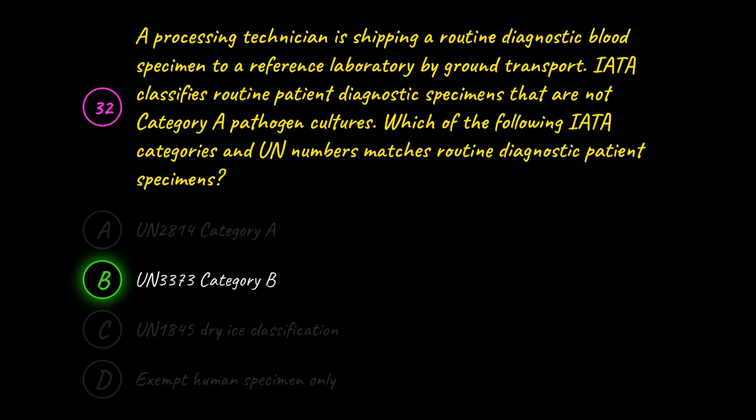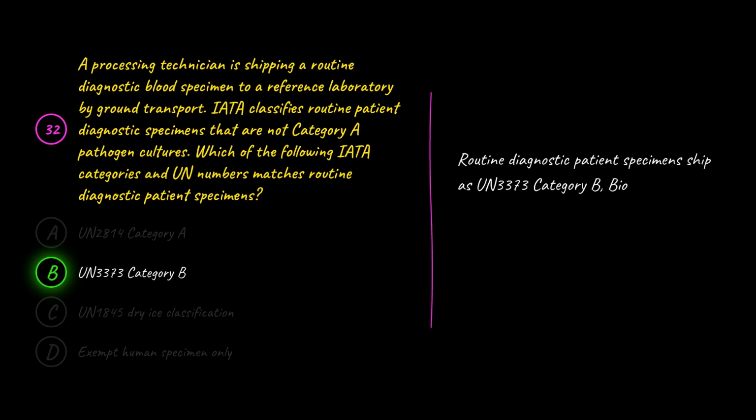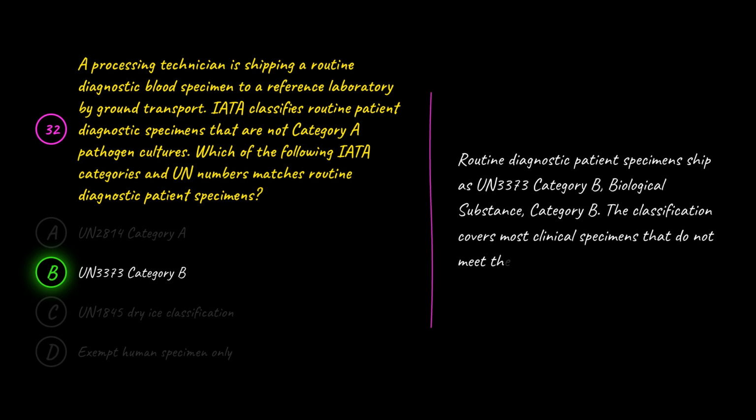The correct answer is B. UN 3373 Category B. B is correct because routine diagnostic patient specimens ship as UN 3373 Category B, biological substance, Category B. The classification covers most clinical specimens that do not meet the high-risk Category A pathogen criteria.